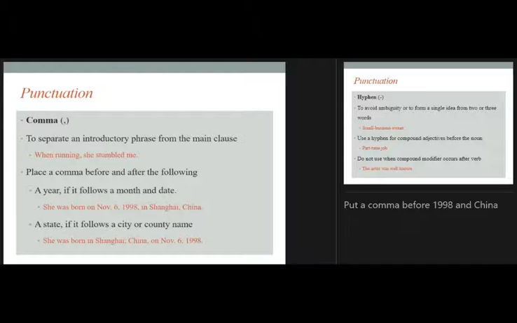And use comma to separate an introductory phrase from the main clause. For example, when running, she stopped me. And place a comma before and after the year if it follows a month and a date, and a state if it follows a city or country name. And in this example sentence, we should put a comma before 1998 and China.